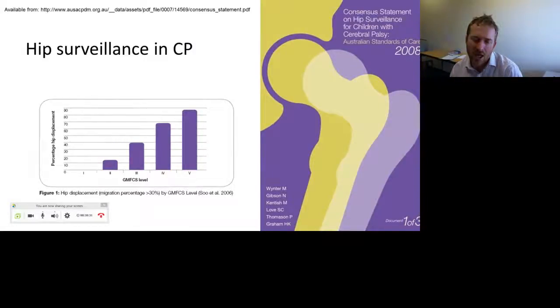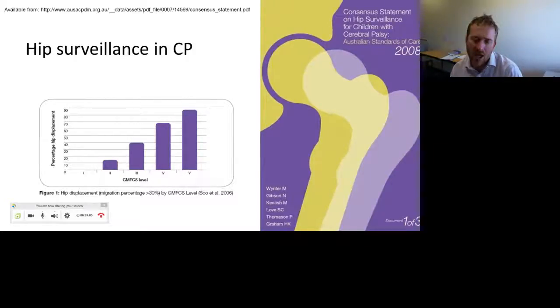I also wanted to mention hip surveillance in cerebral palsy. So this is an outdated document now. There's another version in 2012, which again is freely available through the Australian Academy of Cerebral Palsy and Developmental Medicine website, which is shown above. Hip surveillance was proven to be a useful intervention in the context of Sweden, and these are consensus guidelines that have been brought over to Australia that are followed quite widely around Australia to detect the presence of hip subluxation and lateral migration over time.